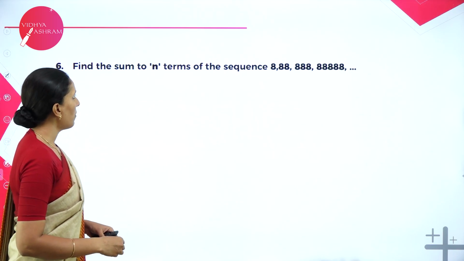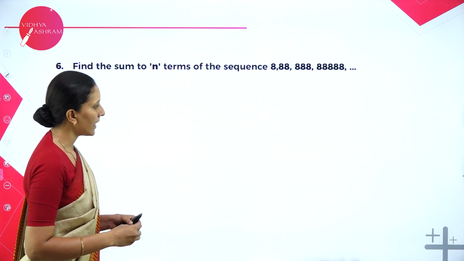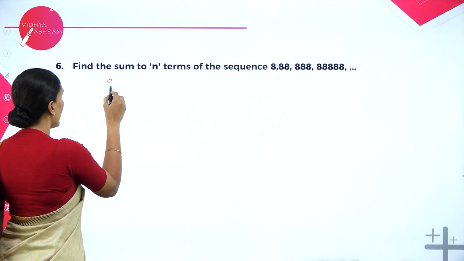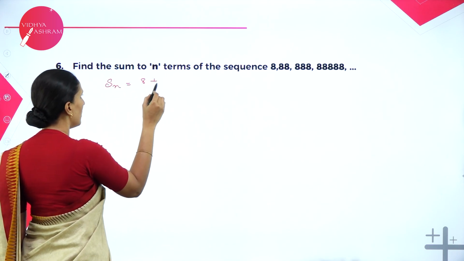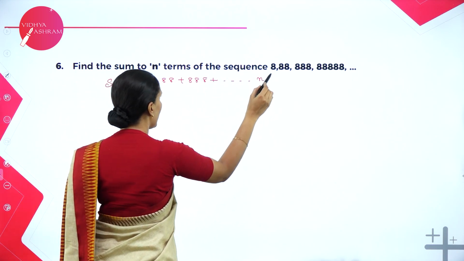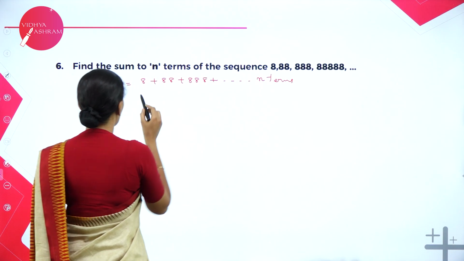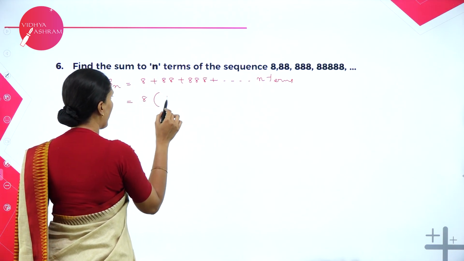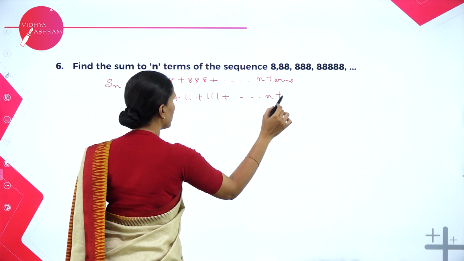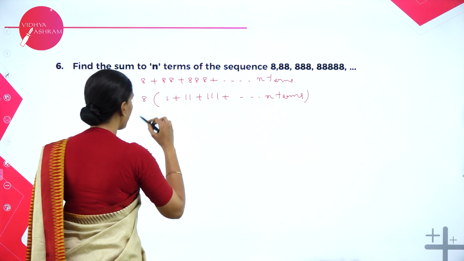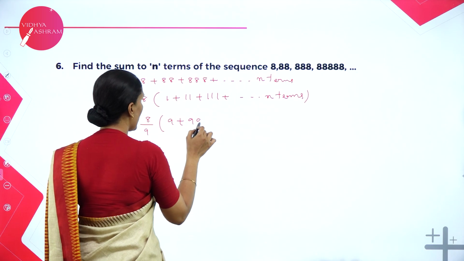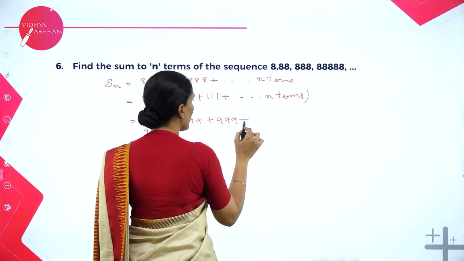Next one, find the sum of n terms of the sequence 8, 88, 888, 8888, etc. So Sn is equal to 8 plus 88 plus 888, up till n terms. Now here I'll take 8 as a common factor, then I'll get 1, 11, 111, and so on until n terms. Then here I'll multiply by 9 and I'll divide by 9. So then this is 9, 99, 999 plus etc.